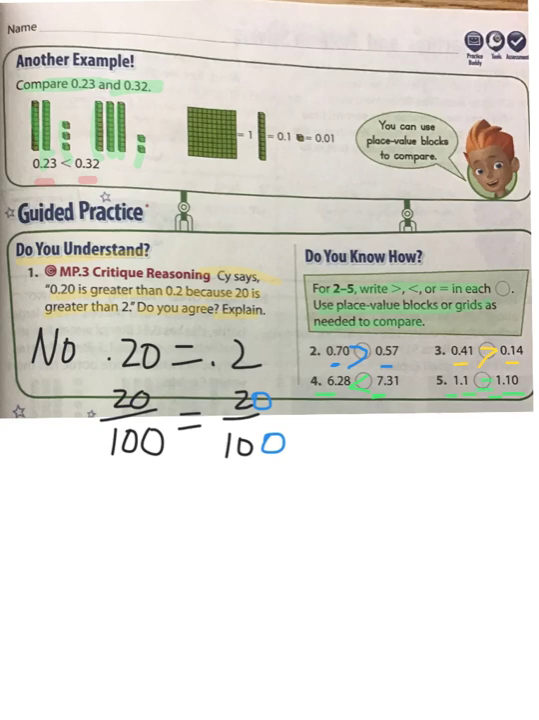All right, you're going to go ahead and do the rest of the problems on this page, and then come see me.